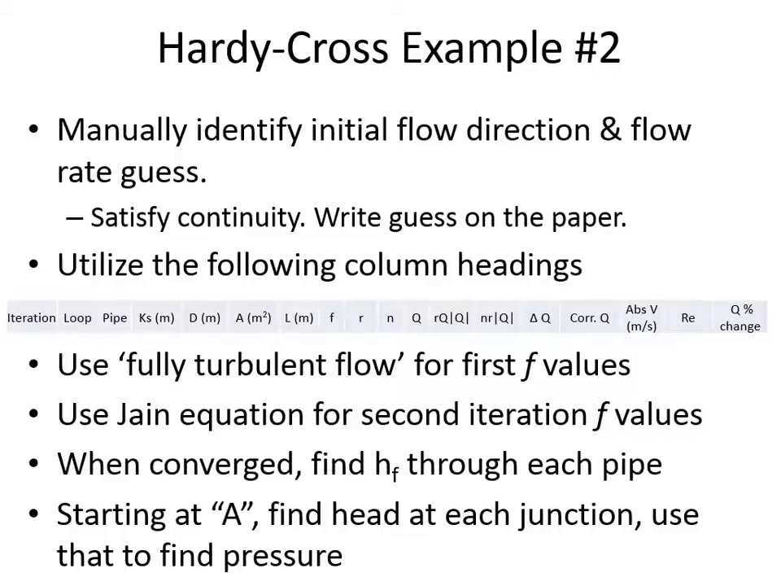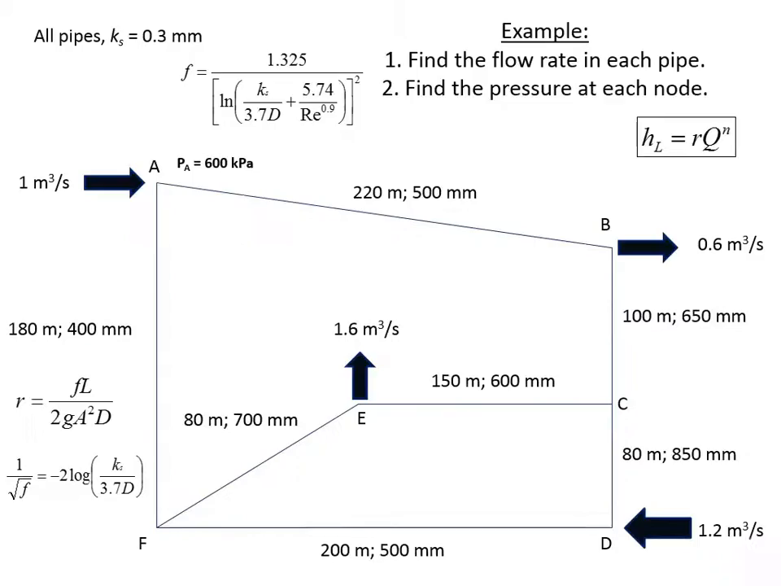Once everything converges, and the percent change between your initial flow rate Q and the corrected Q is down below 1%, you know that you've iterated enough and the solution is converged. After that you're going to calculate the head loss through each of the pipes so that you can find the pressure at each of the junctions.